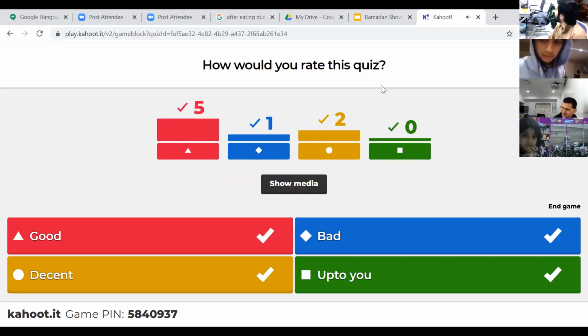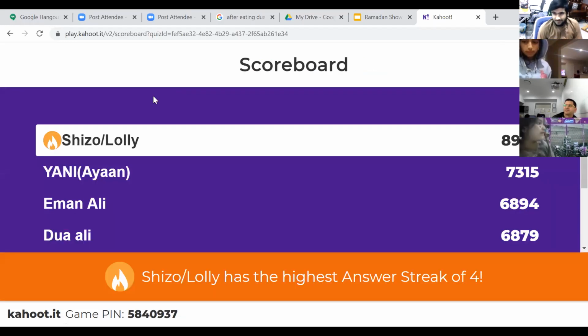Okay, there was quite a variety. Since your opinions matter, all of you are correct. Since most of you are saying good, we assume that we did a good job. Three people said decent, and one person said bad. So we will take these into consideration when we make future quizzes like this one. Okay, so take a look at the leaderboard.